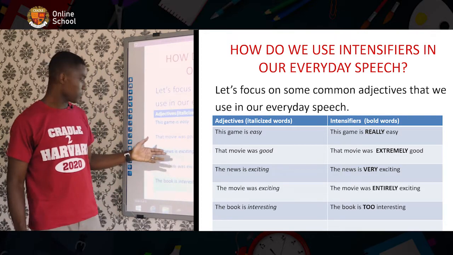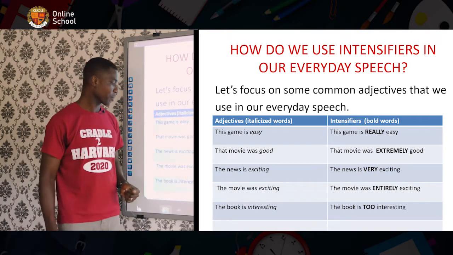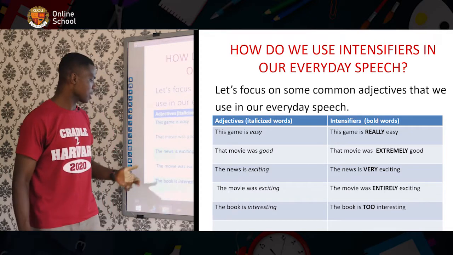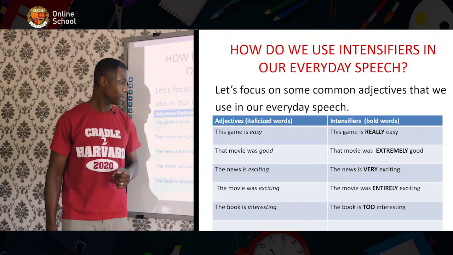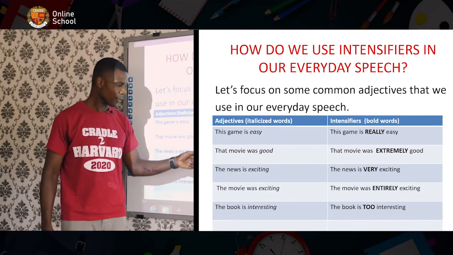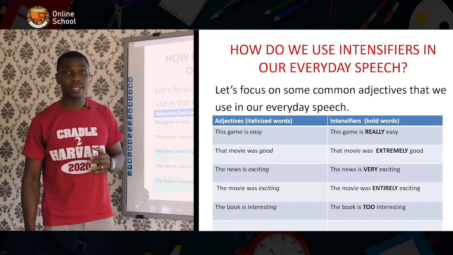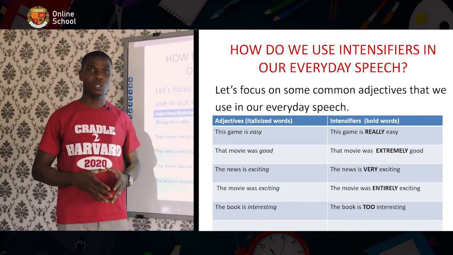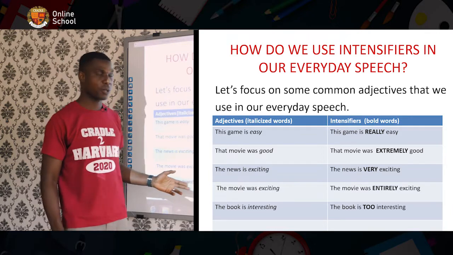There are many other examples. You can see them here. The book is interesting. Interesting is describing the noun book. Okay? What is the role of intensifier in this sentence? The book is too interesting. The word too adds strength to the what? Adjective interesting. Okay? All right.